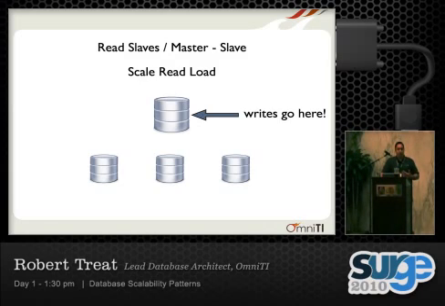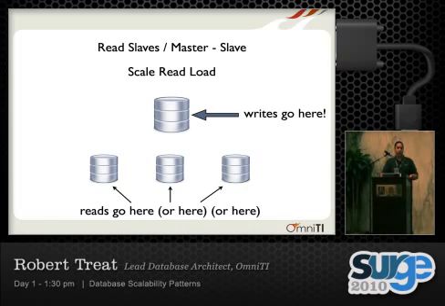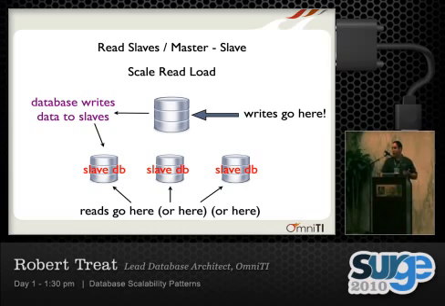Those writes are then propagated out to slave machines. Usually this is done by the database itself. It's traditionally been done that way at least, but it doesn't have to be. It's propagated out to the slaves, and then you go ahead and read from the slaves. Nothing really earth-shattering there.